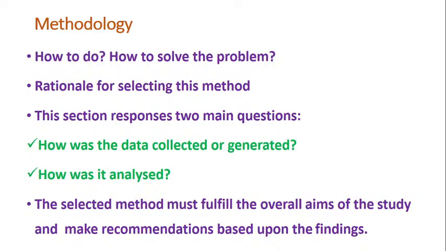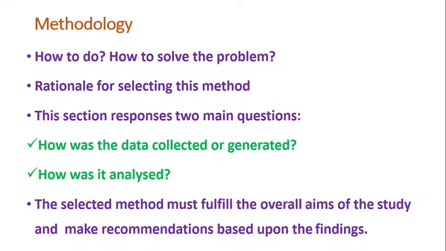And the second one, how was it analyzed? You have the data, it is okay, but how are you analyzing your data? So the method of collecting data is important, and the method of analyzing your data is also very important. These are the two most important components in the methodology. Then the last component: the selected method must fulfill the overall aim of the study and make a recommendation based upon the findings.